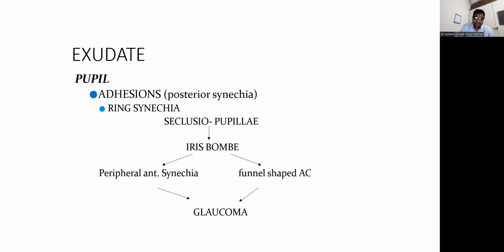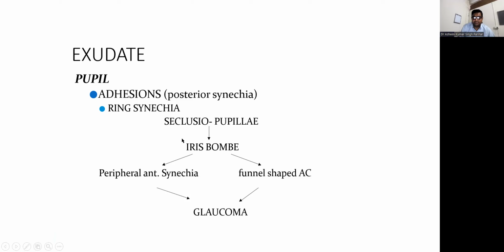How will it happen? The mechanism is posterior synechiae, which are irido-lenticular adhesions. If the irido-lenticular adhesion is 360 degrees, that is, a ring synechia is formed, then the condition seclusio pupillae will happen. What will happen? Iris bombe.